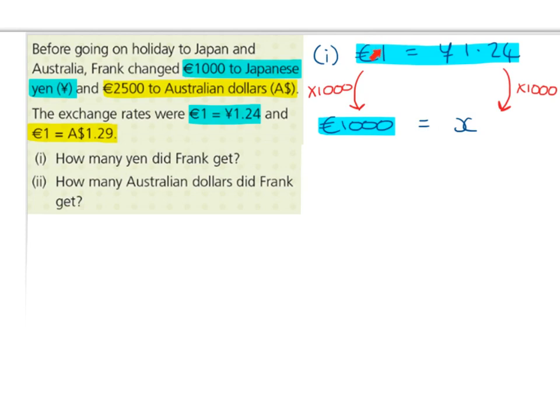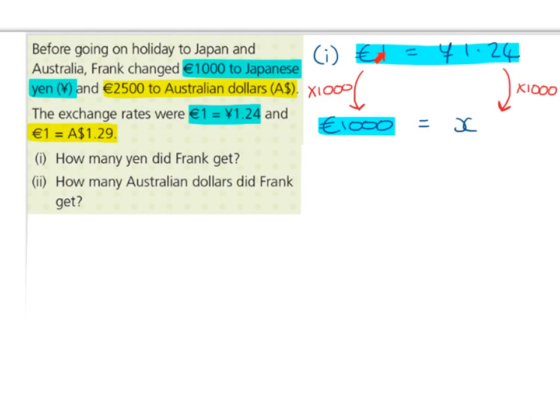So underneath €1 equals 1.24 yen, I've written €1,000 equals X. This is what we're trying to figure out. What is €1,000 in yen? To go from 1 to 1,000, we would have multiplied by 1,000. And whenever you're dealing with currency exchange, you're always multiplying or dividing. You never add or subtract.